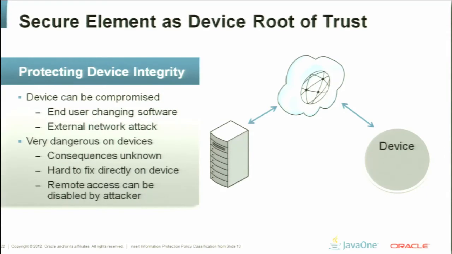There are at least two ways in which a device can be compromised. One is directly by the end user, who wants to change the software, and another one would be through an external network attack, if somebody actually tries to tamper with the device from the outside. If you're thinking about a business model in which you have many devices that are connected to a backend, this is actually very dangerous because the consequences are very hard to understand, because the modifications may be big, but they also may be on details.